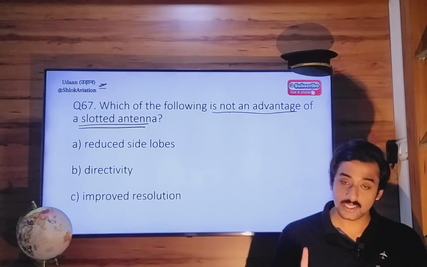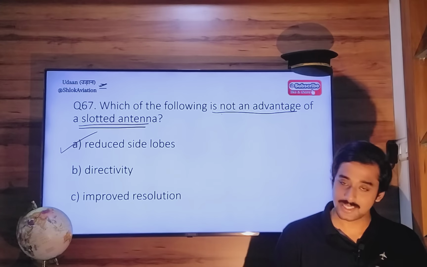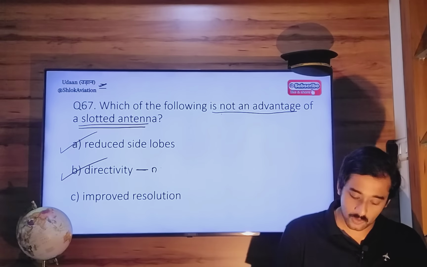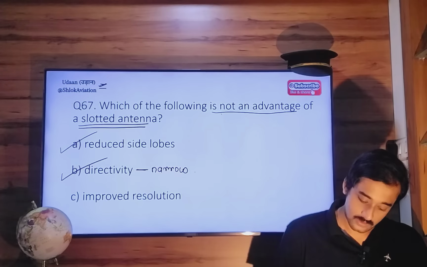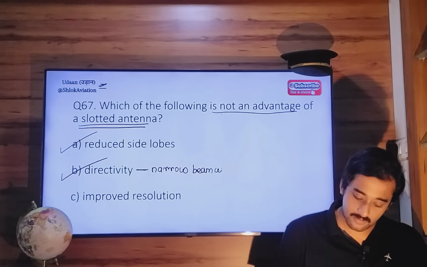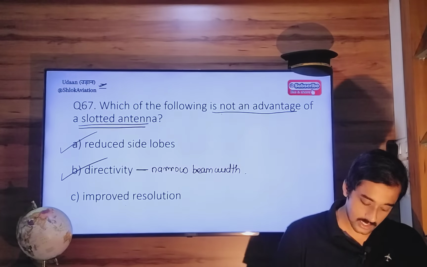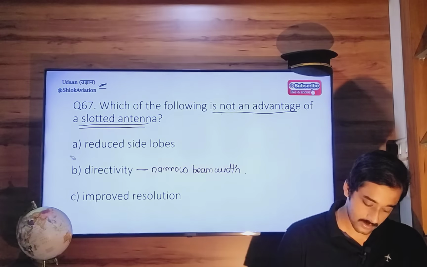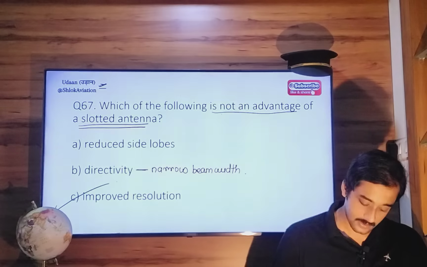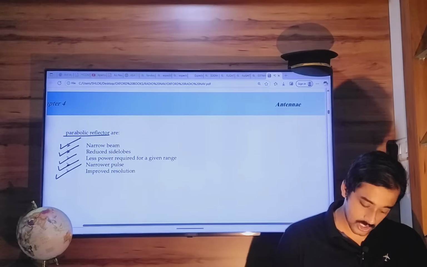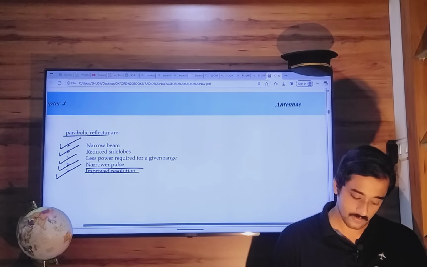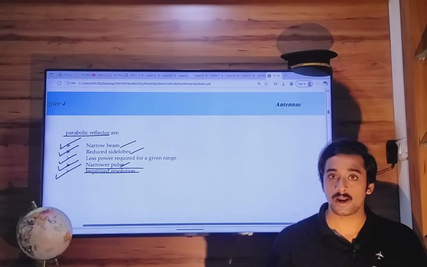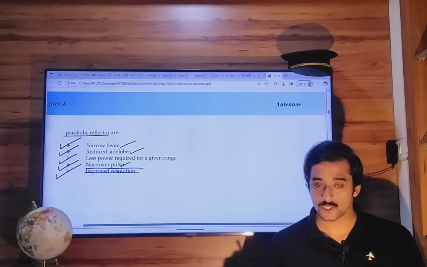Which one of the following isn't an advantage? Reduced side lobes, yes. Directivity, yes. Directivity is nothing but narrow beam width. Okay, so comparatively, option Charlie is the right answer. Improved resolution is not an advantage of a slotted antenna. So select option Charlie. Now it's given here improved resolution is also an advantage, but narrow beam width, reduced side lobes, narrower pulses are more advantageous than improved resolution.